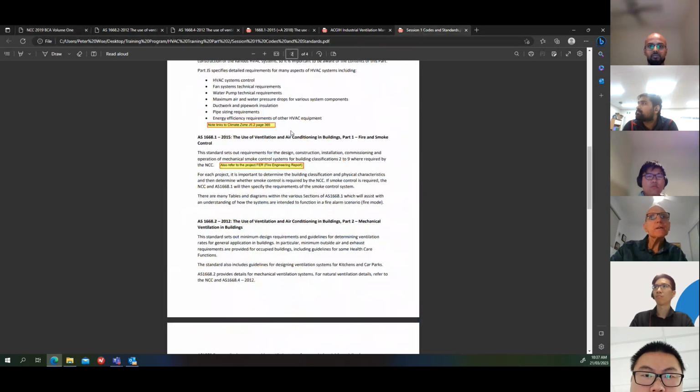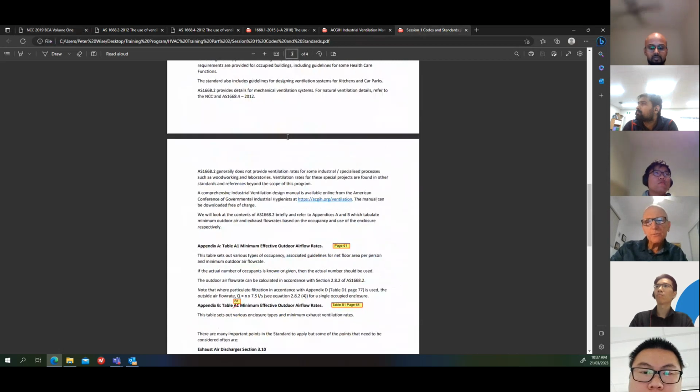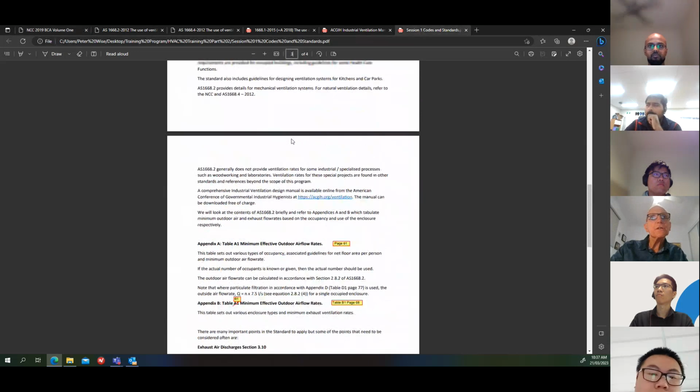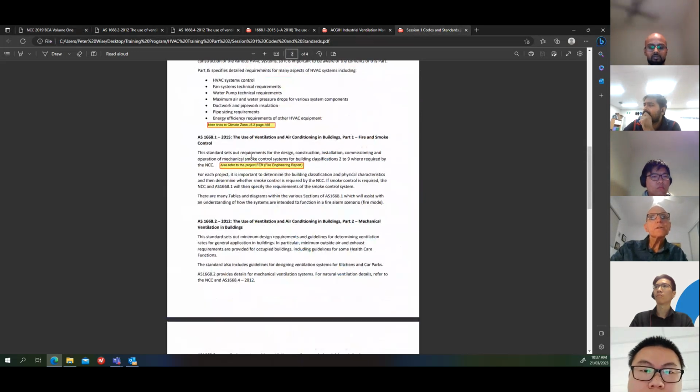So now I want to just quickly go through the Australian standards that are most important to what we do. Firstly, AS 1668 Part 1 sets out requirements for design, construction, installation, commissioning and operation of mechanical smoke control systems for building classifications 2 to 9, where required by the NCC.